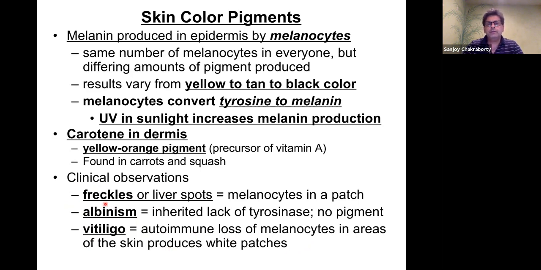Okay, freckles are just melanocytes in a patch. Albinism is basically when you do not have the enzyme which can convert tyrosine to melanin. That enzyme is tyrosinase. So if you don't have that enzyme, you cannot make the pigment. That condition is called albinism. And vitiligo is an autoimmune disease. Your body's own immune system is working against the melanocytes, so melanin cannot be formed and it appears like a white patch.